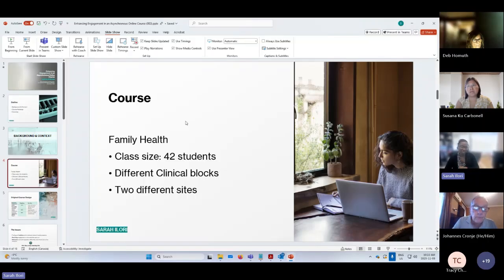So my students were in different clinical blocks. They also had 2 different sites. So we have 2 different sites at the university. So there was really no way to facilitate synchronous learning for this course.